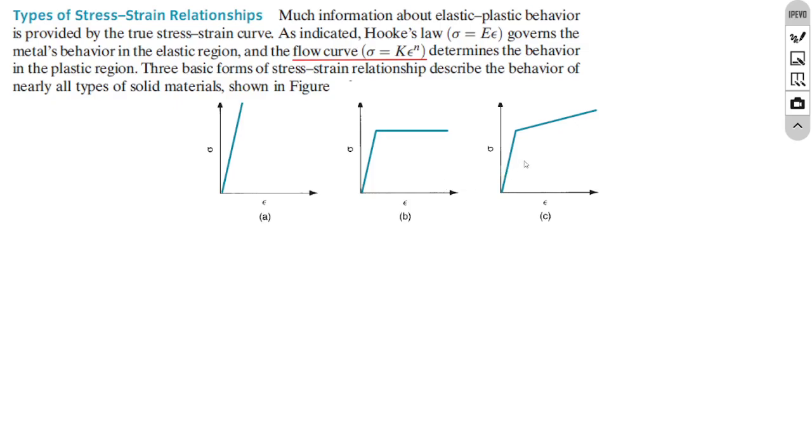At room temperature, if the energy level of the material is at the room temperature level, then the stress strain diagram will be like this. For which material? For ductile material. Elastic behavior and then plastic deformation.